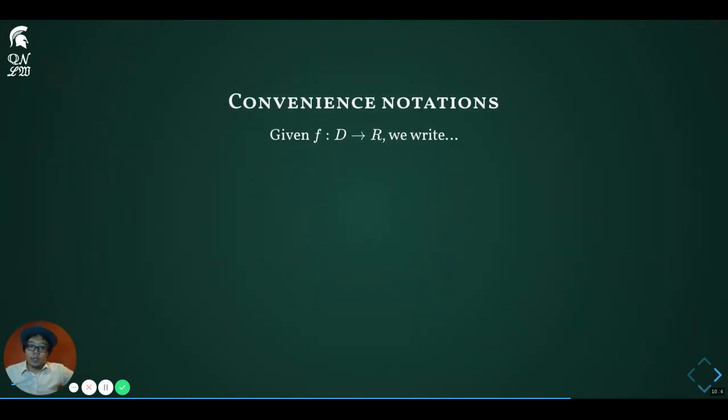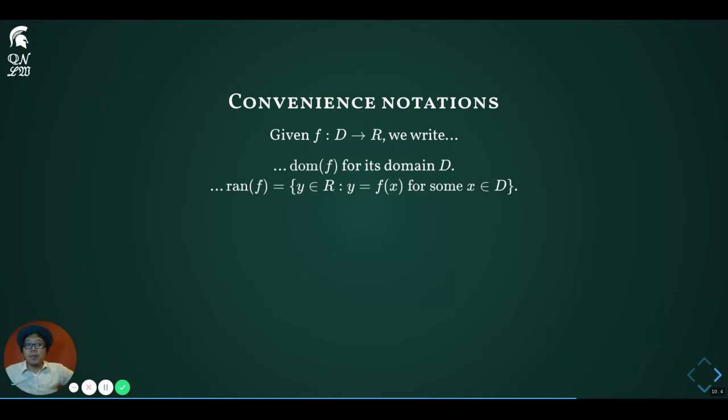In view of this convention, we have some convenient notations. Given a function f from D to R, we write dom of f for its domain D. We write range of f, however, which does not refer to the range R, but to the set of actually used output values. You can look over the set described in the set builder notation here and check that it is indeed the case.